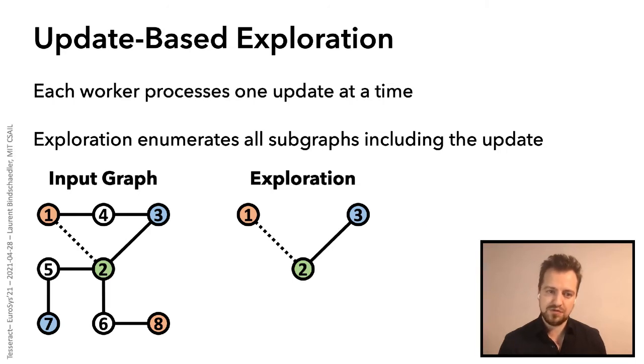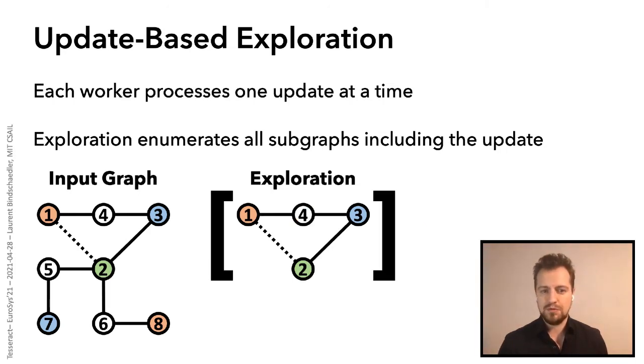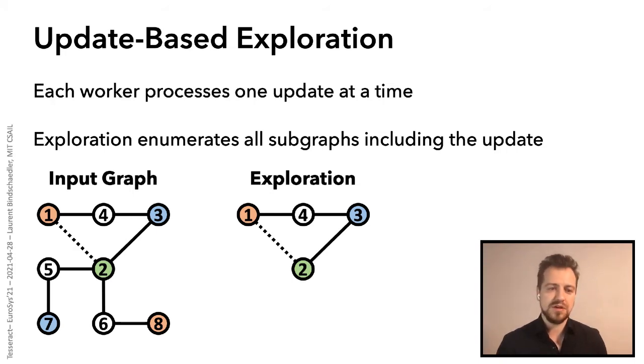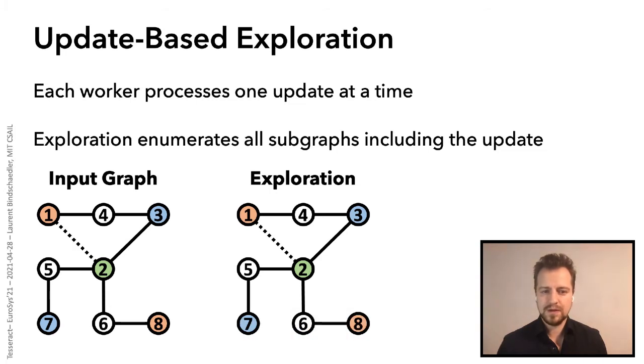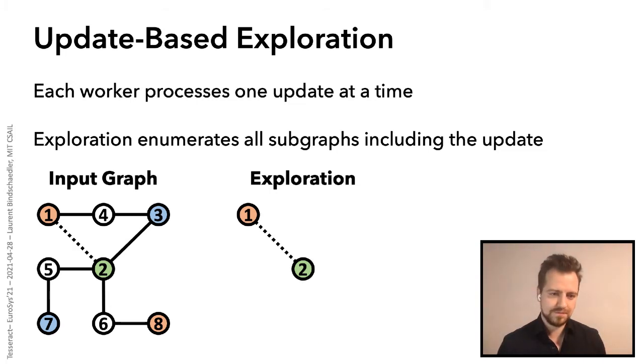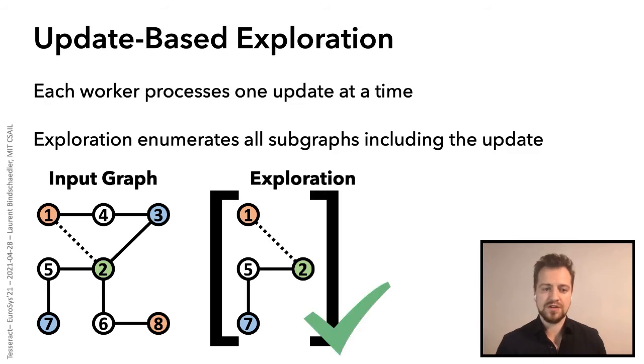We would expand with vertex 4. We would realize that this is no longer a match. And we would keep expanding. Here we wouldn't find anything until we backtrack. So then instead of expanding with vertex 3, we would expand with vertex 5 and 7. And we would actually realize that this is also a match. And we would continue doing that until all matches have been found.